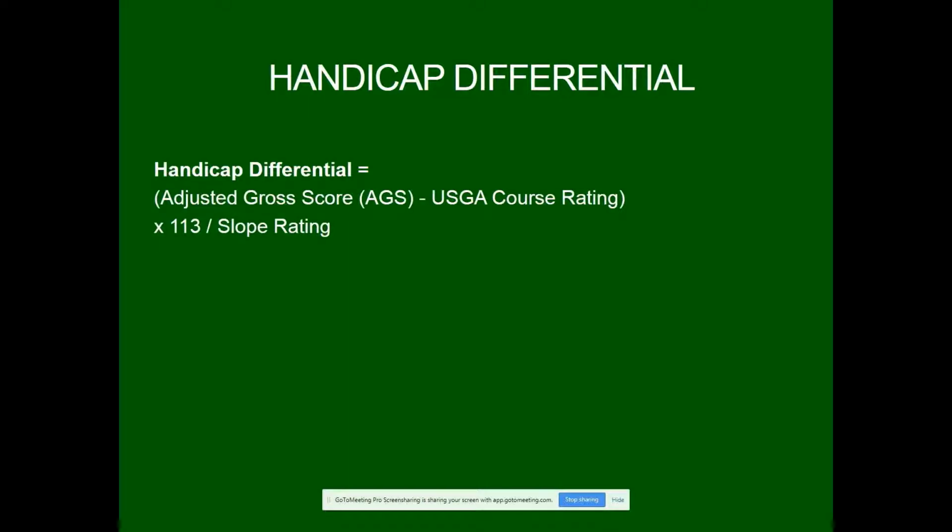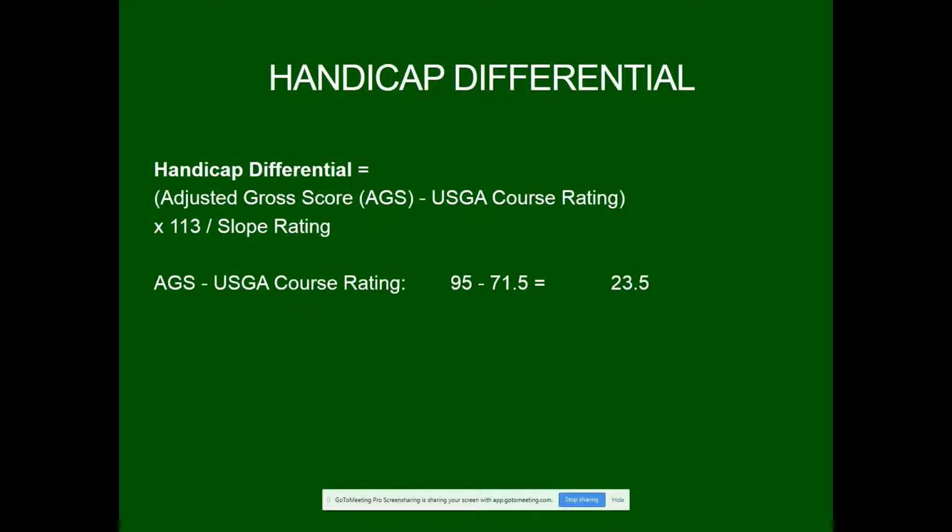Handicap differential is equal to an adjusted gross score, which is basically utilizing equitable stroke control, which we'll talk about later, but that's the main primary ingredient, minus the rating of the tees they played, then multiplying that number by 113 and then dividing by the slope of the tees they played that day.